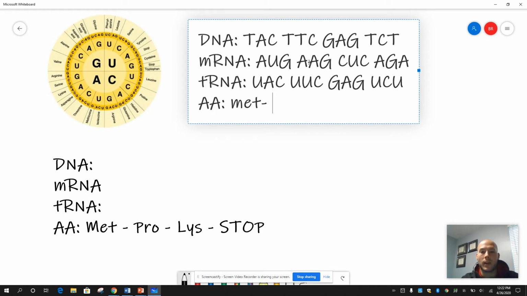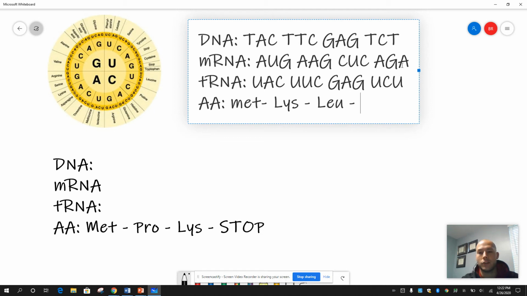After that one, we have our AAG. Lysine, so we'll just go LYS, or lysine. And then CUC. Here's our leucine.